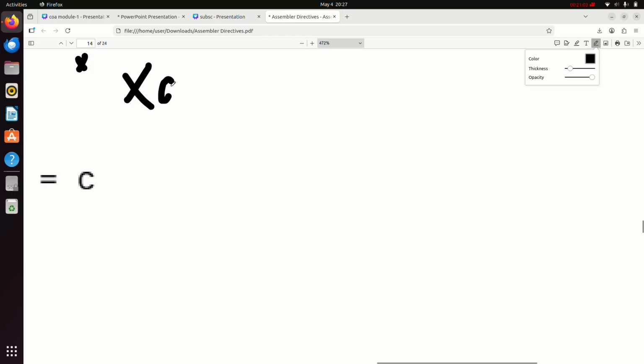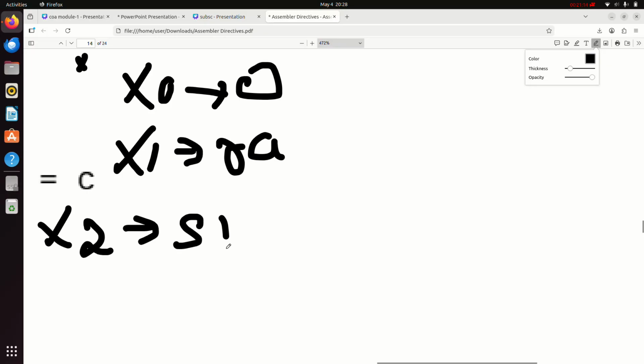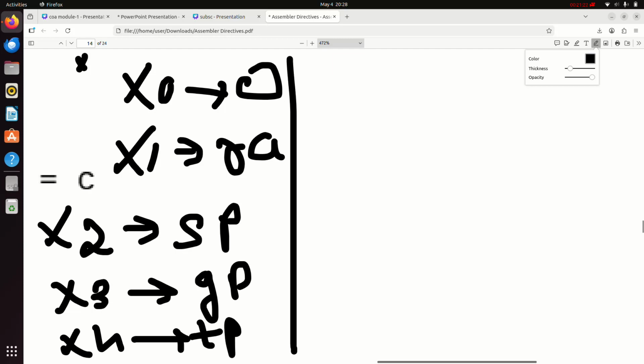Okay, we have x0, that is the zero, and then you have x1, that is the return address. Then you have x2, that is the stack pointer. x3, that is the global pointer. x4, that is the thread pointer. This much we have discussed.